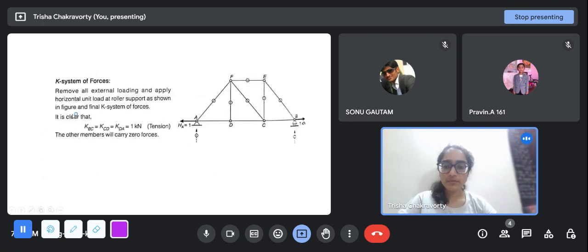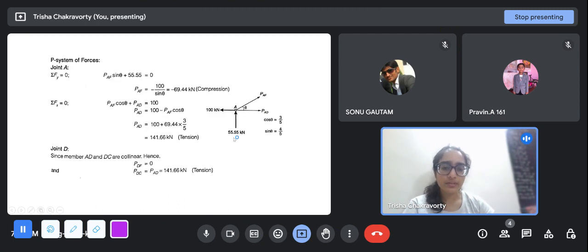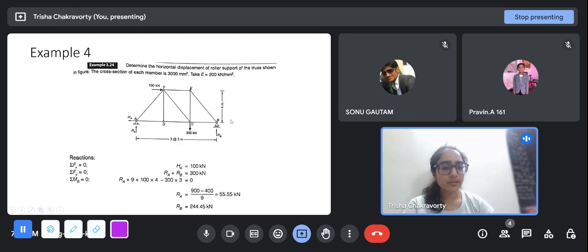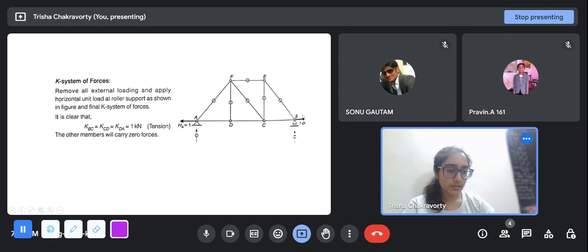So for the K system of forces, we will remove all external loading and apply a unit load at the roller support. Since you apply this here, you will see that there are a lot more zero force members. The roller is B, so we apply the unit load at node B. We put 1 kilonewton at B, so automatically the horizontal reaction at the other support has to be 1 kilonewton, and there will be no horizontal reactions here, because otherwise there will be an unbalanced moment.